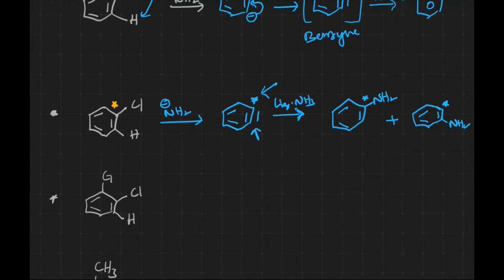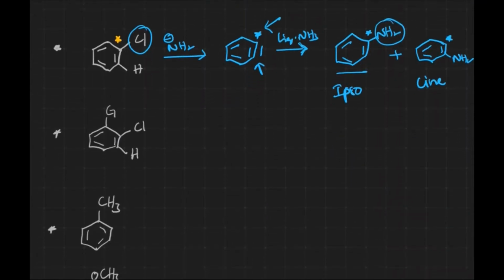Now in the first one, the NH2 is added at the same position where the chlorine got out, right? This particular product is known as the ipso product. But here it is next to this particular chlorine position, right? That's what these kinds of products are known as the cine product. This is only with chlorine.